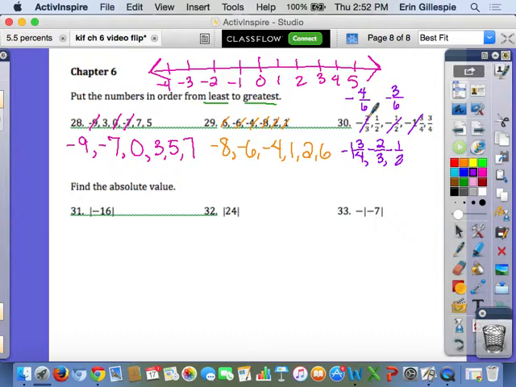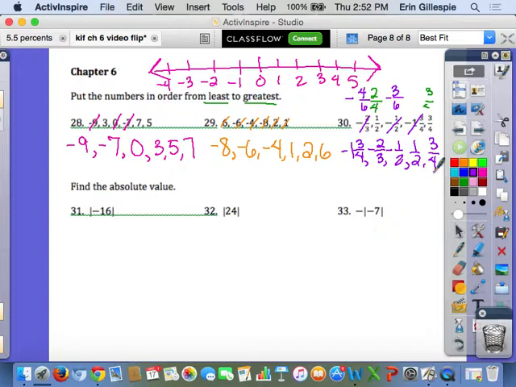I've got a 1/2 and 3/4. So if you're not sure, you could change those to a common denominator. 2 and 4 would have a common denominator of 4. So I can leave this as just 3/4. 1/2 is 4ths. 2 times 2 gives me 4. So 1 times 2 means that 1/2 is the same as 2/4. So that means 1/2 would come next. And then 3/4.